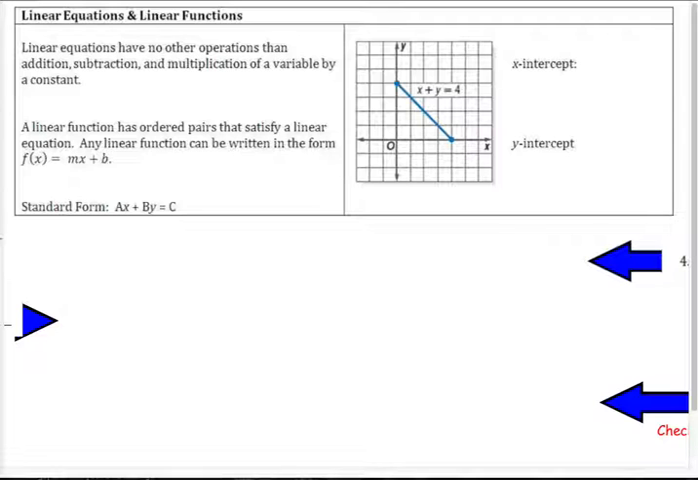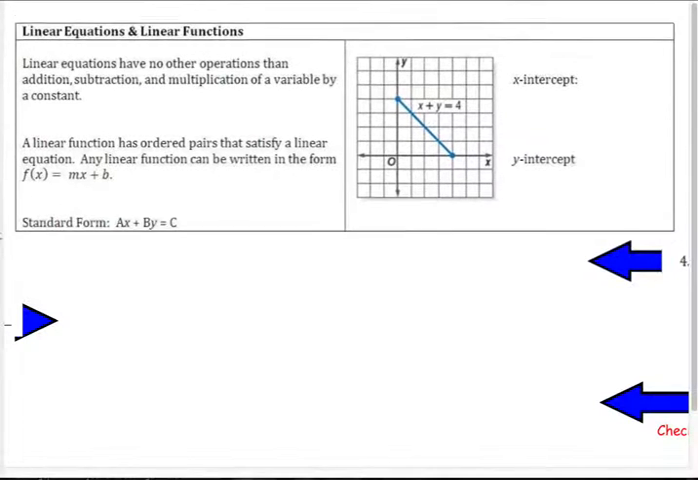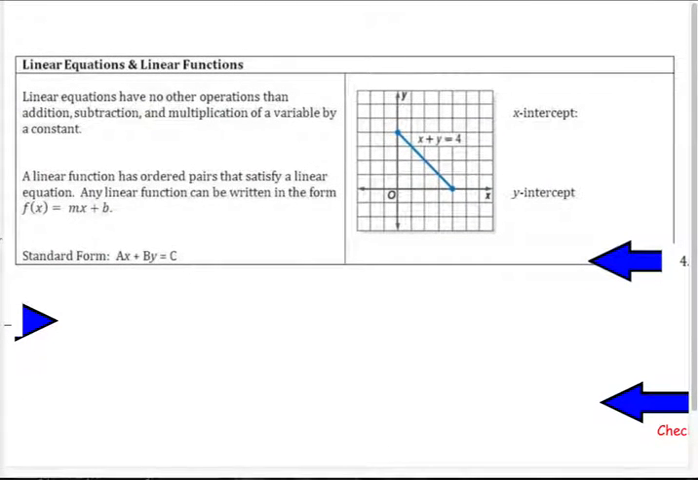Okay, linear equations. A lot going on with linear equations. Most of it is review for you guys. Linear equations have no other operations than addition, subtraction, and multiplication of a variable by a constant. When I think of linear equations, I think of this, slope-intercept form.